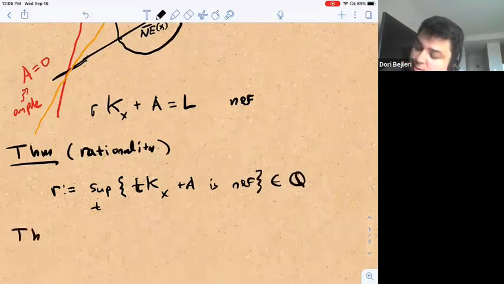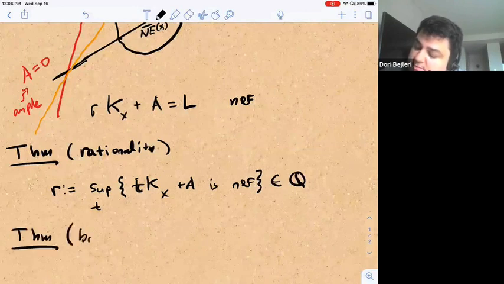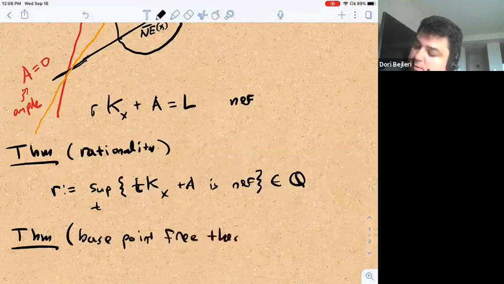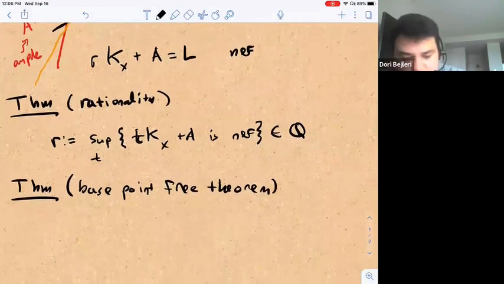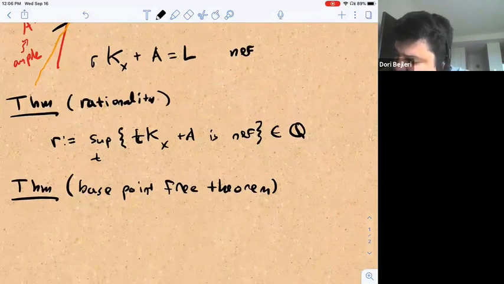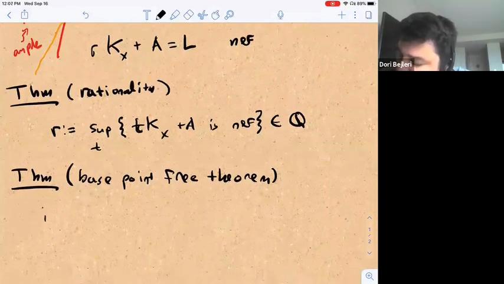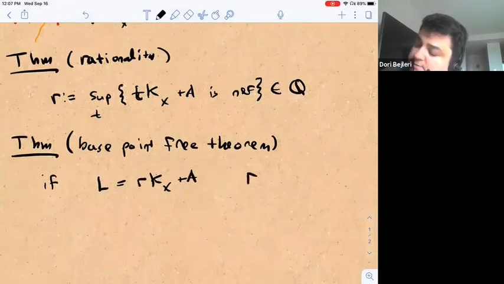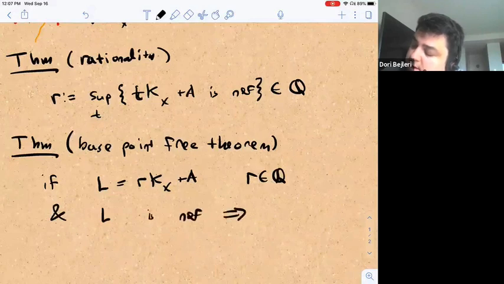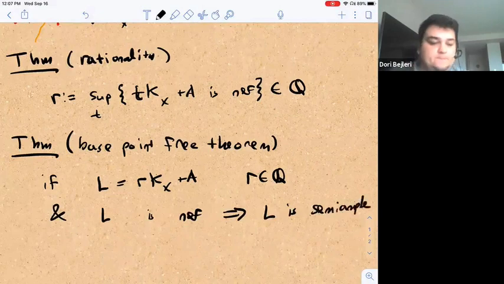And then the second key theorem, the base point freeness theorem. I'll write it in this notation now, and then at the end of this lecture, we'll see a generalization, which is what we'll actually prove later in the course. It says that if we have a divisor of this form, where r is rational and L is Nef, then L is semi-ample. So some large enough multiple is base point free.